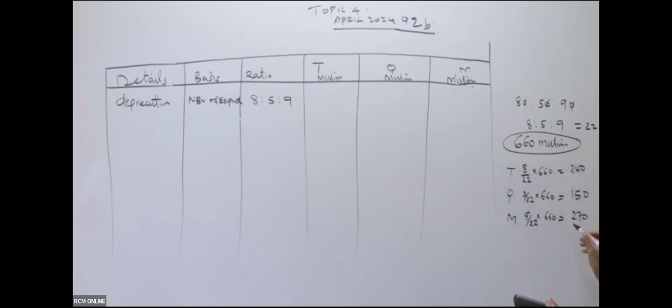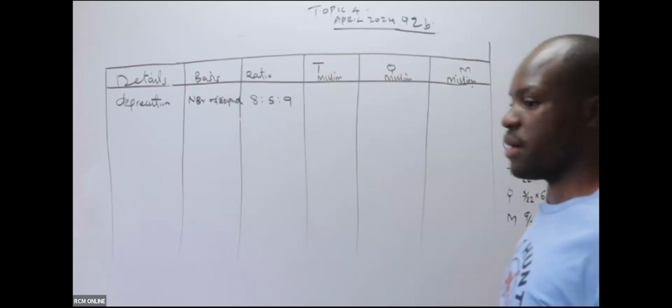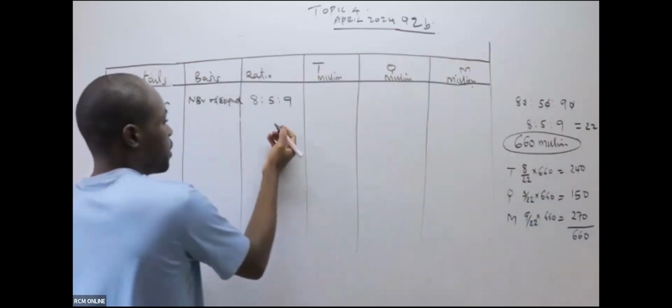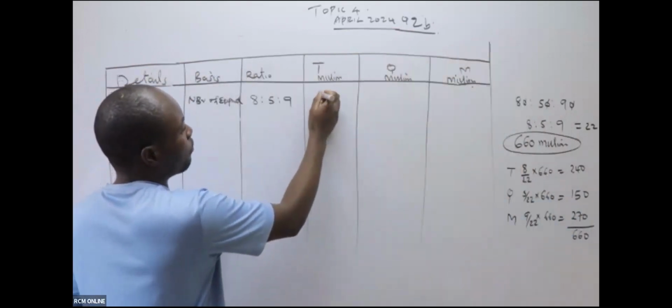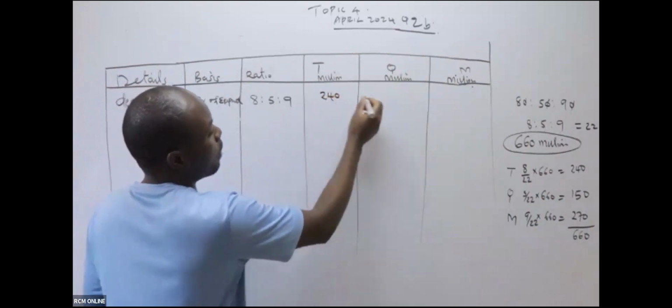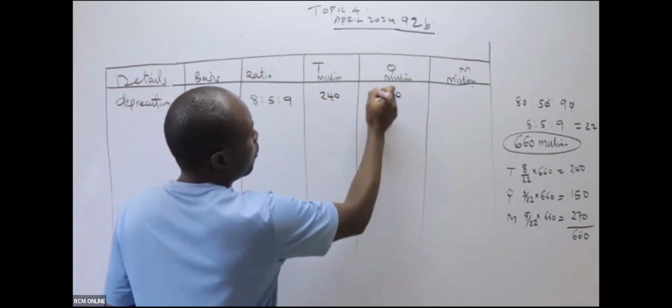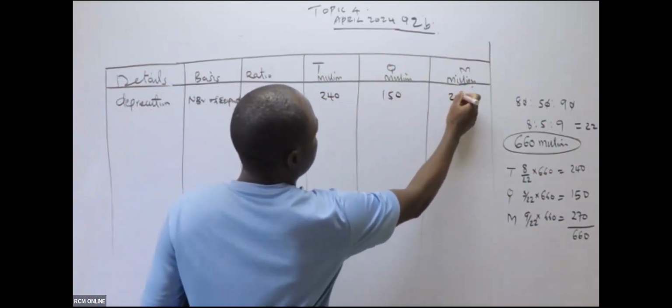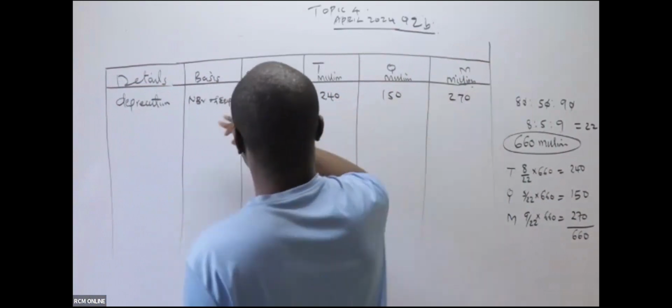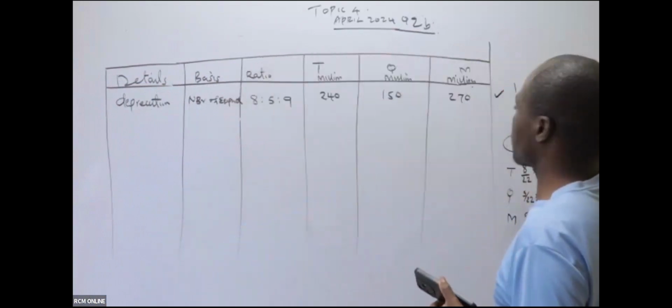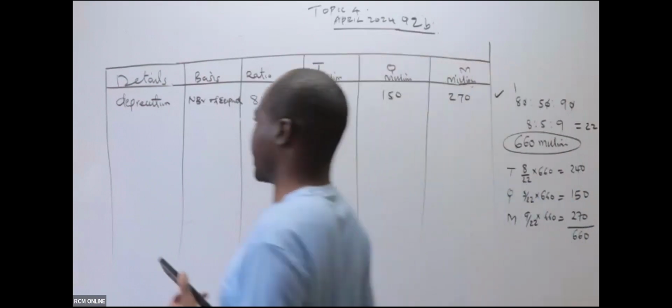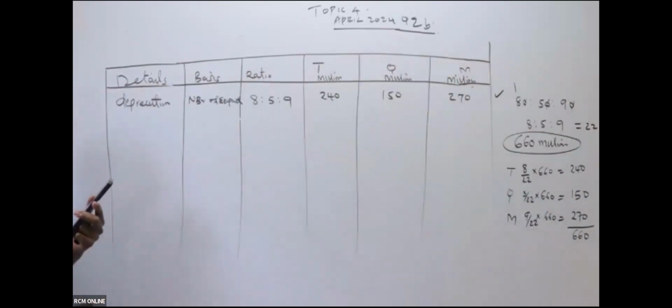Now, the overhead we are distributing is 660. You cannot tell us that whatever you've shared to each department will be more than that 660. If it is more than that, just know something is wrong somewhere. So that's what we'll be bringing here. We have 240, we have 150, and we have 270. By doing that, you already have your 1 mark, just like that. Let's go to the next item.